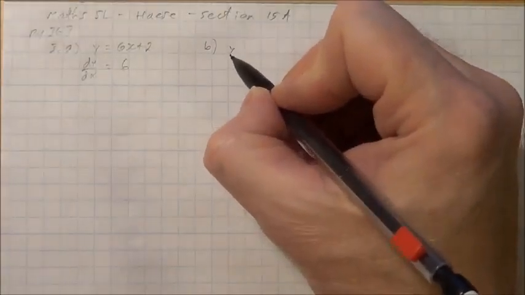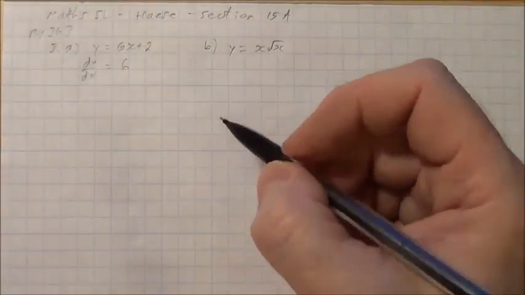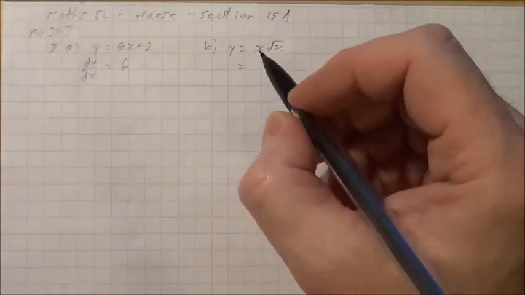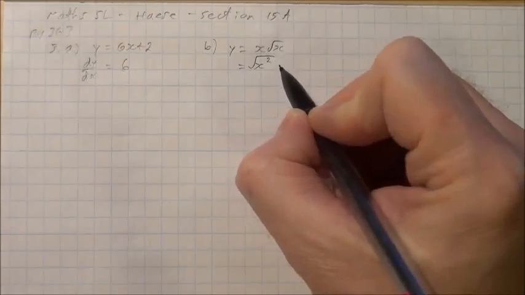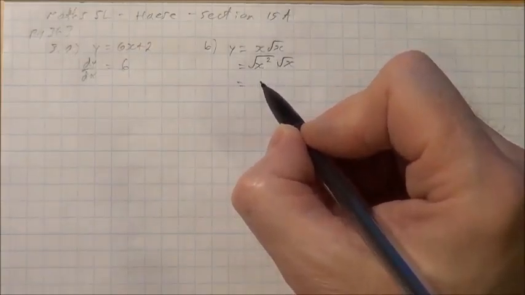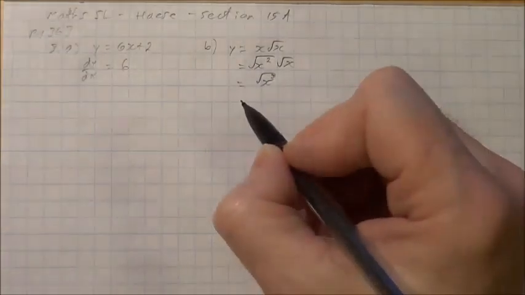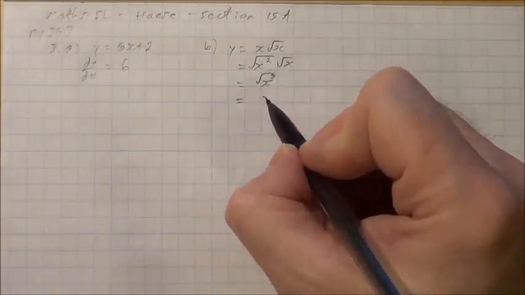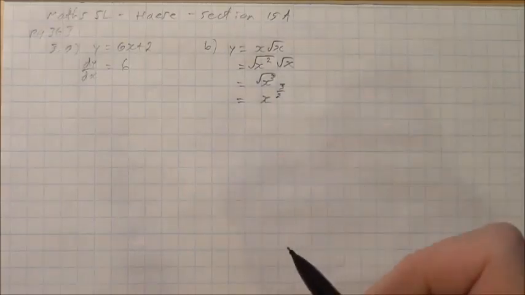Question B is y equals x root x, which can be rewritten as the root of x squared times root x, which can be written as the root of x cubed, which then can be rewritten as x to the 3 halves.